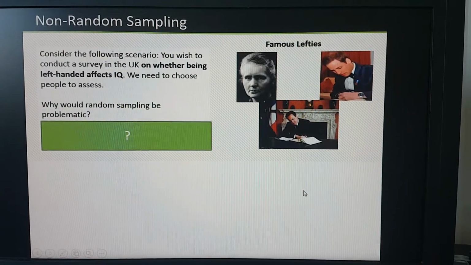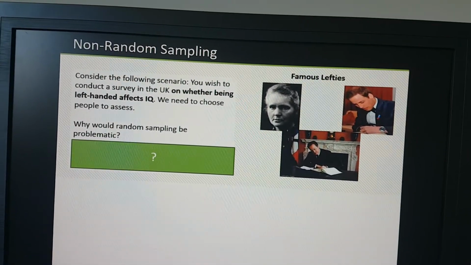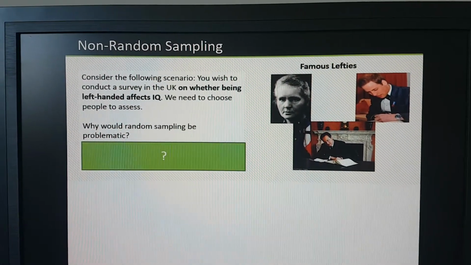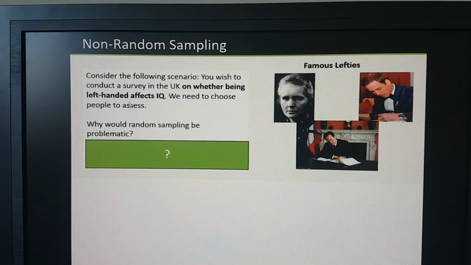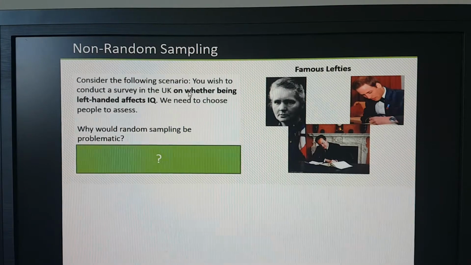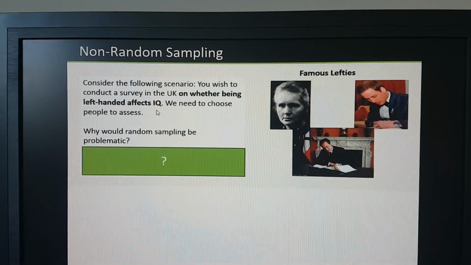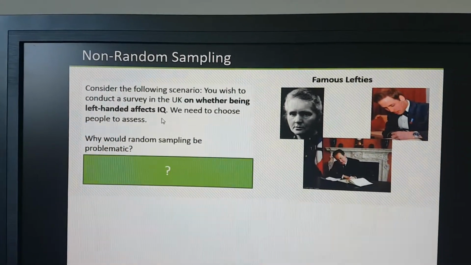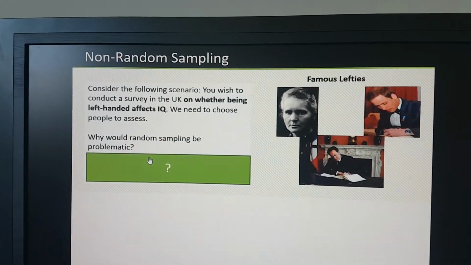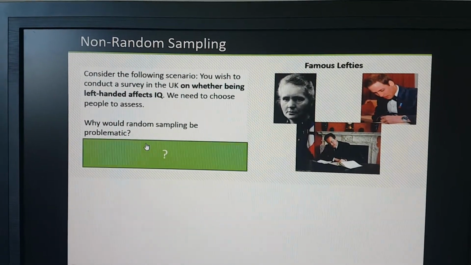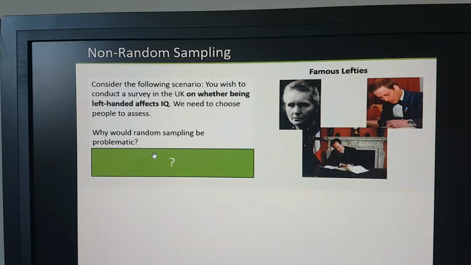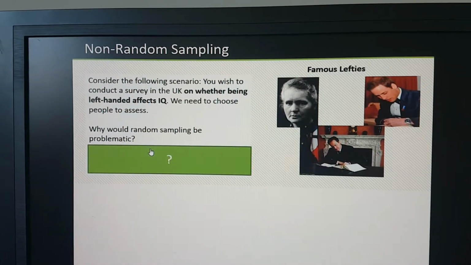We're going to move on to non-random sampling. For the non-random sampling in A-level, we are going to talk about 2 of them. If we consider the following scenario, you wish to conduct a survey in the UK on whether being left-handed affects IQ, and we need to choose people to assess. We cannot take the whole population of the UK, because it would not really represent the left-handed, as the percentage of left-handed people is very low.